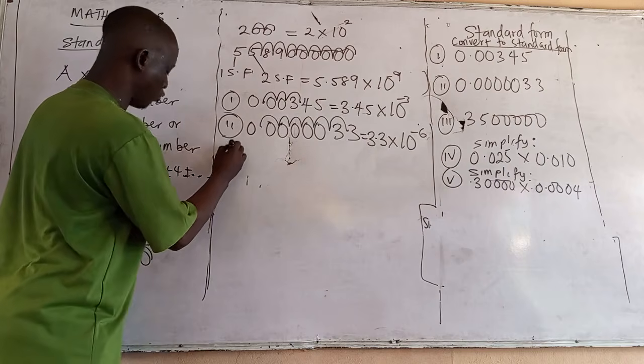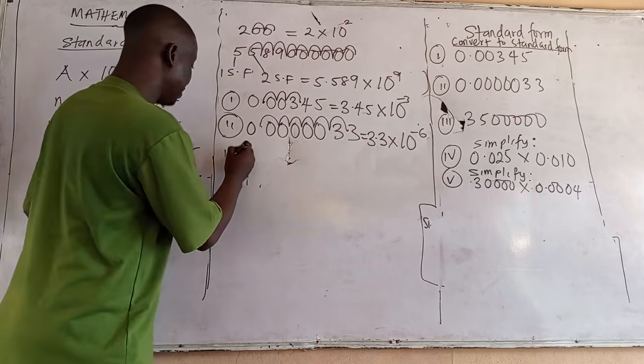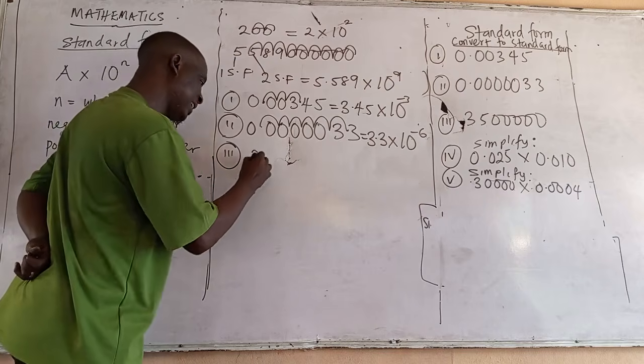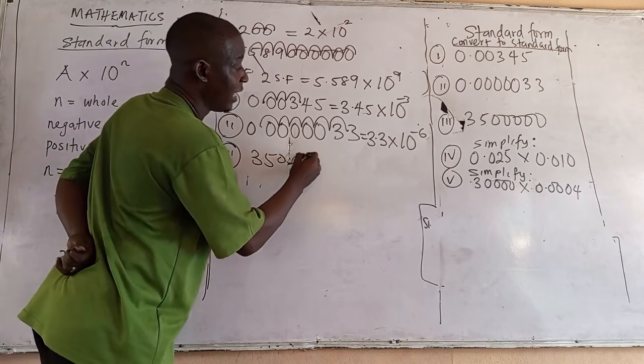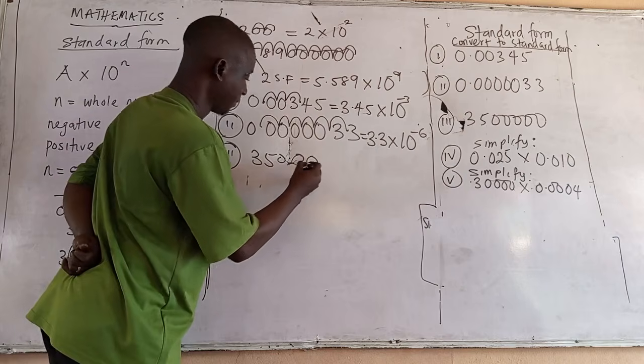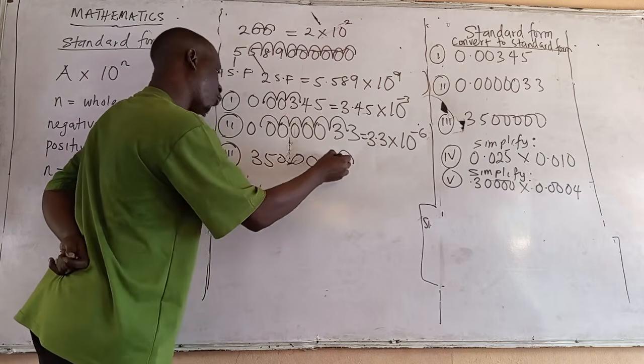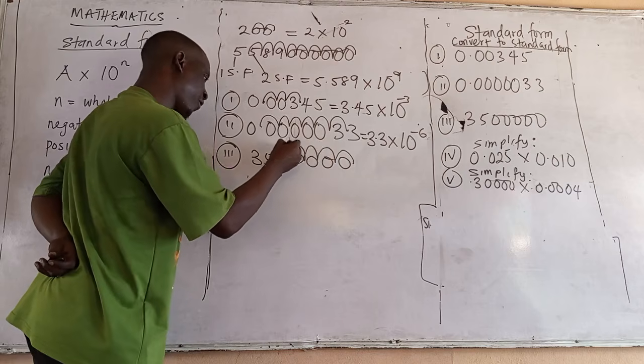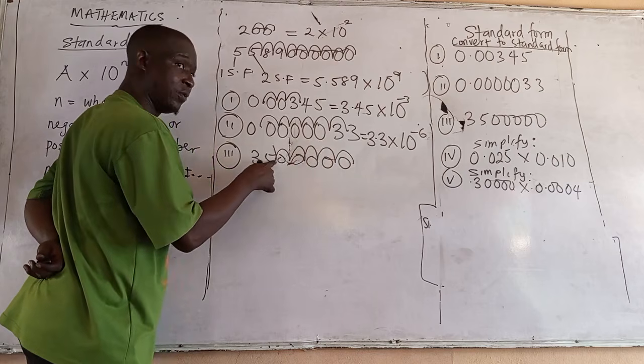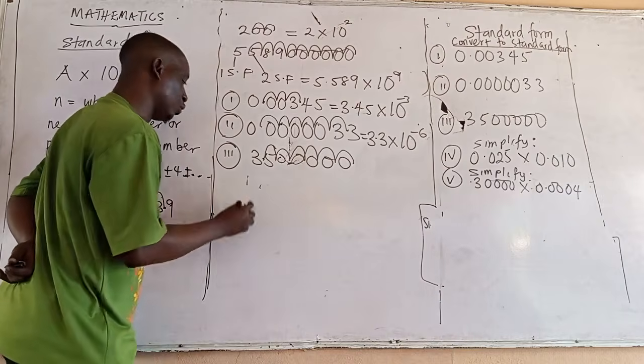Now let's go to the third one. The third one, we are going to have 350, 0, 0. How many 0 are there? So we are going to have 1, 2, 3, 4, 5. Are we going to stop here? Between first and second. So it now be what?